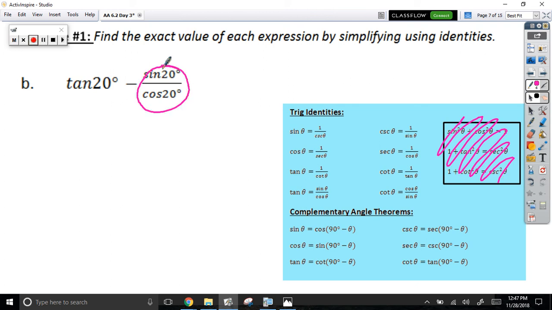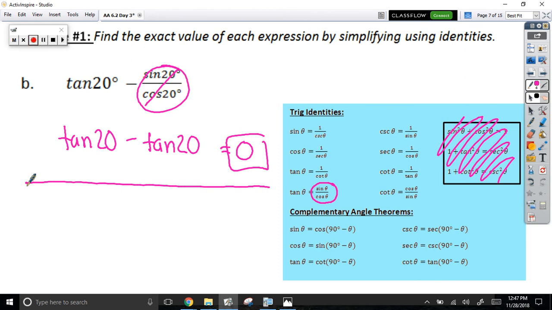Haley said this one. So we go to our formula sheet, we find out that sine over cosine is equal to the tangent. So this becomes tan 20. What is tan 20 minus tan 20? 0.